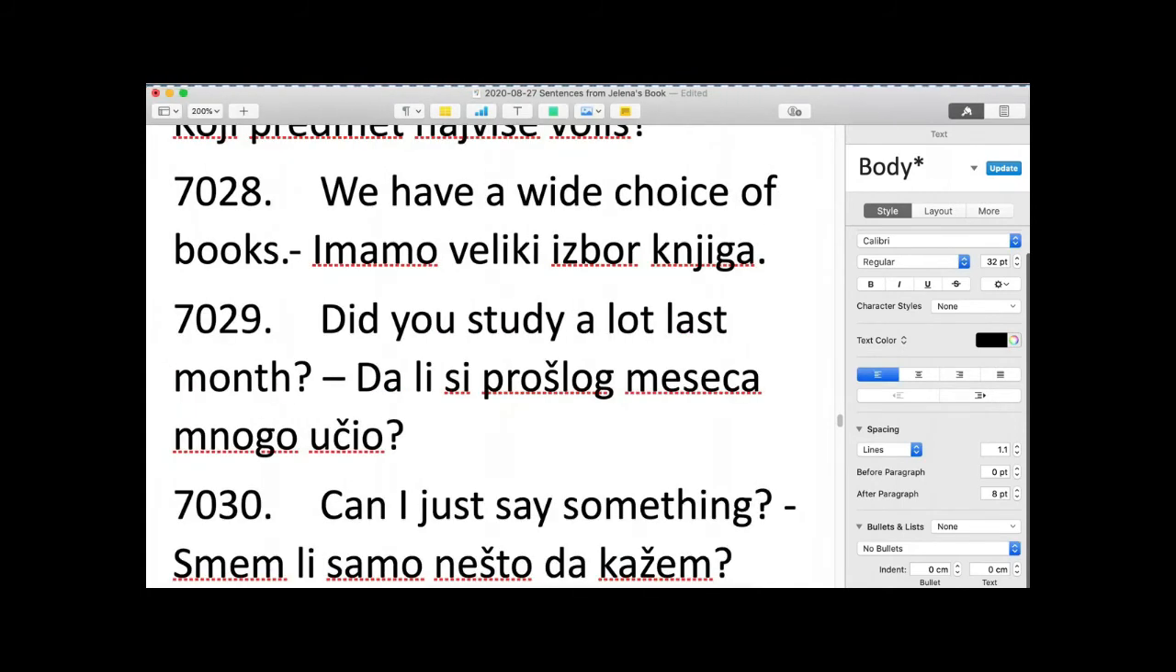We have a wide choice of books. We might also say we have a wide range of books. Maybe you get to the library and they say, we have a wide range of books. We have books about history, about travel, self-help, entertainment. We have a wide range of books.